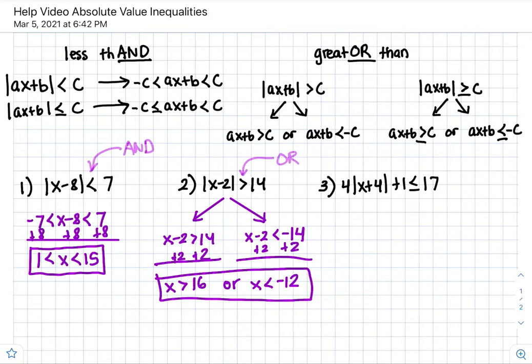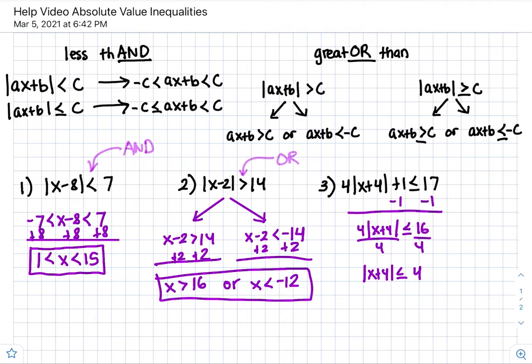Now we get to example 3. Okay, the absolute value sign is not isolated, which means we need to do some work. Let's subtract 1 from both sides first. 4 times the absolute value of x plus 4, less than or equal to 16. Divide both sides by 4. Absolute value of x plus 4 is less than or equal to 4.